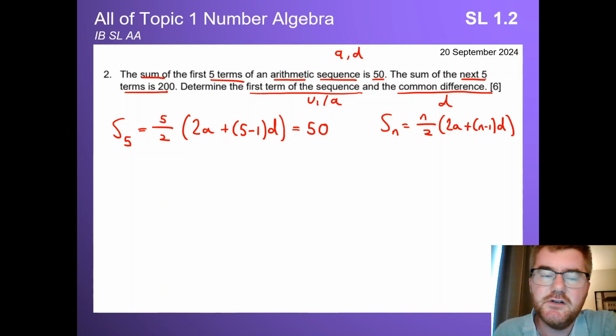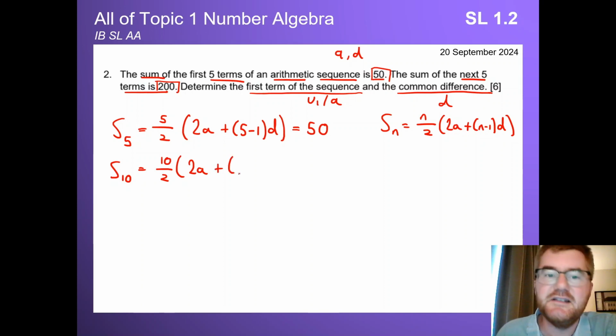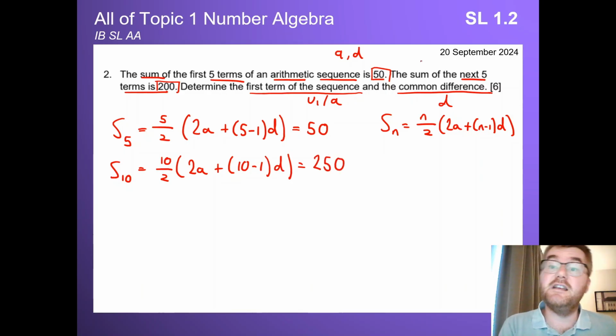Now the next thing that we can do is the sum of the next 5 terms is equal to 200. Can we use that in some way? Notice if the sum of the first 5 terms is 50, and the sum of the next 5 terms is 200, the sum of the first 10 terms has to be equal to 250, those two added together. So S10 will be 10 over 2 times (2a plus (10 minus 1)d), and that's going to be equal to 250, because first 5 terms is 50, next 5 terms is 200, so the sum of the first 10 terms together is 250.